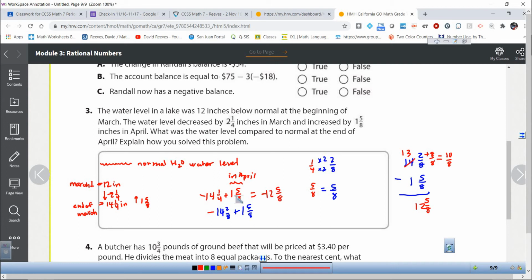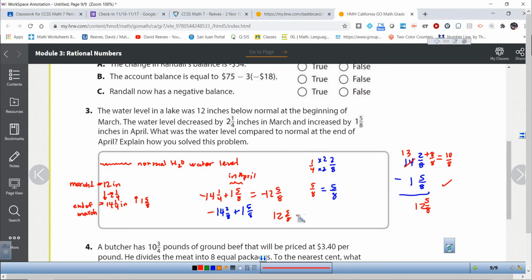Again, when you have a positive and a negative being added, you say, what do I have more of? I have more negatives. How many more negatives do I have? Well, I got that answer by subtracting. So the answer is, all right, what was the water level? It was 12 and 5/8.